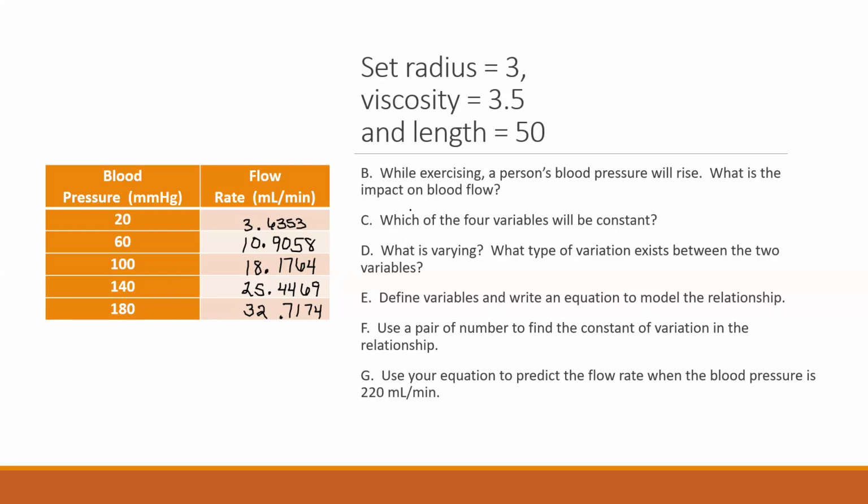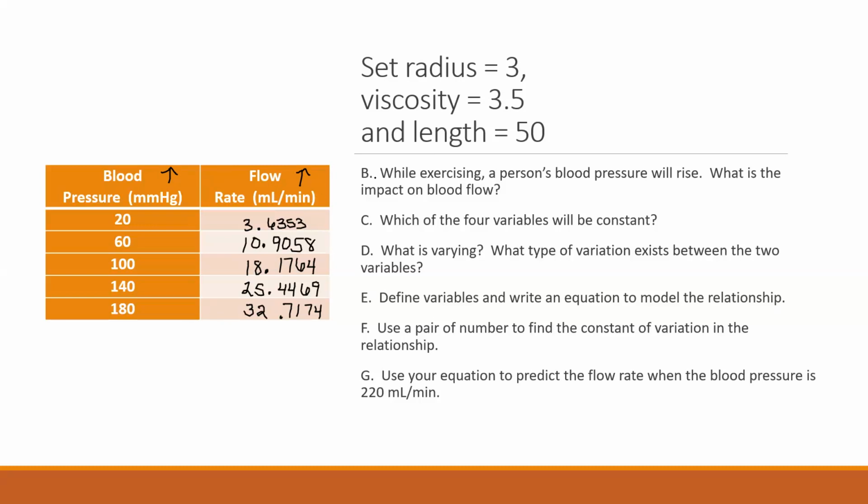So I am looking at my data, and what I am observing is that each time blood pressure got higher, so blood pressure was going up every time, I notice that each time the flow rate also got higher. So when blood pressure went up, flow rate went up. That's the relationship that I'm noticing between these 2 variables.